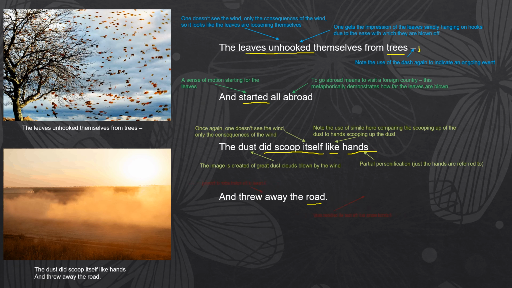And what the wind does is that it throws away the road. It says and threw away the road. And there's once again quite a violent action in that word threw. Okay, so one gets a sense of the wind, or the storm in this case, being quite violent. And of course it seems with the amount of dust that's being blown around that the road itself is being blown away.